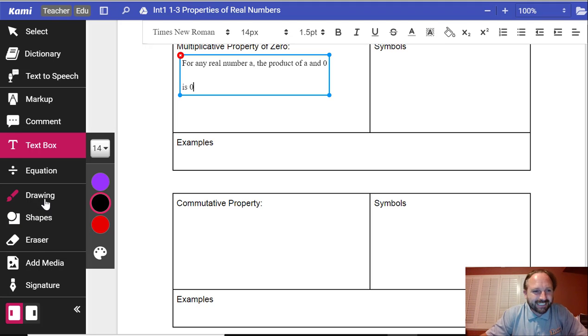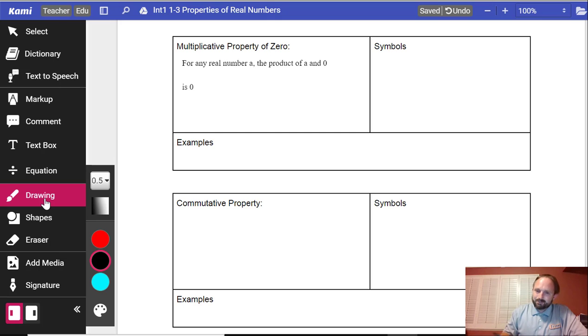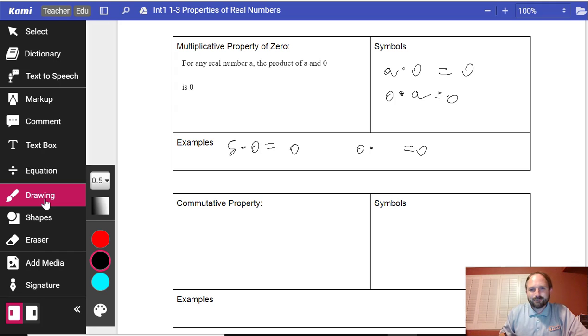What does this mean? Okay, well, this means a times 0, or 0 times a, will equal 0. Okay? What's 5 times 0? Equals 0. Okay, 0 times what equals 0? 0 times anything, but let's say put 42. It doesn't matter. Whatever times 0 equals 0. Alright.